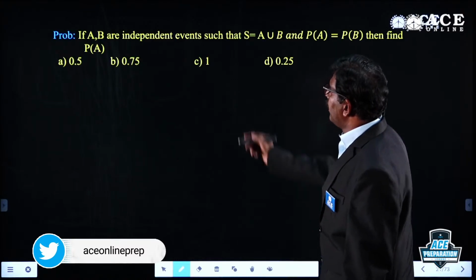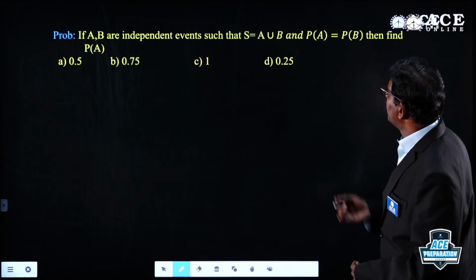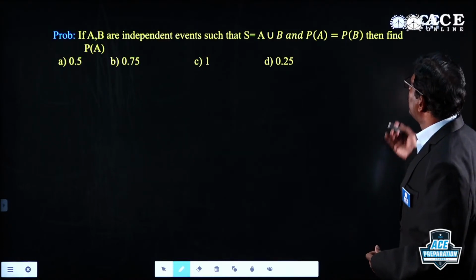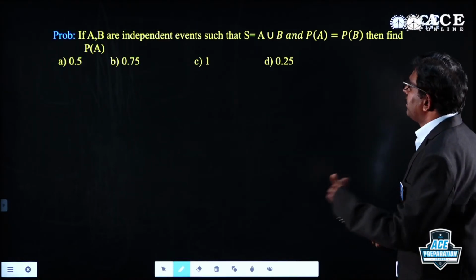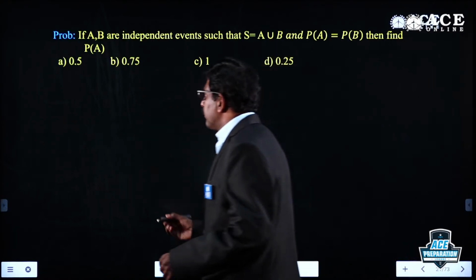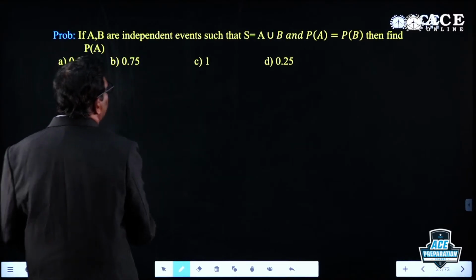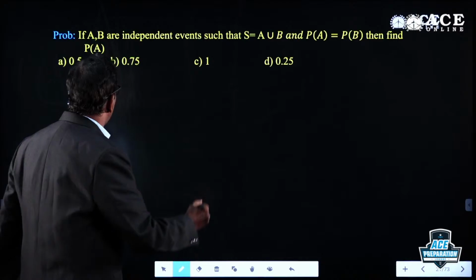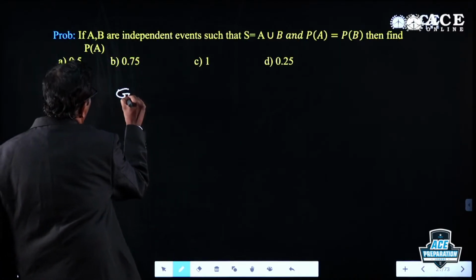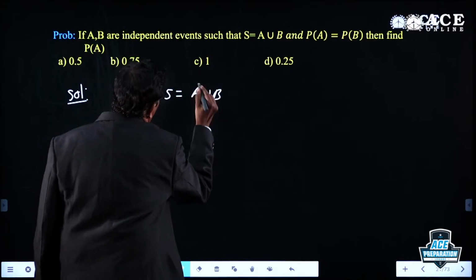If A, B are independent events such that S is equal to A union B and P of A is equal to P of B, then find P of A. Okay, say this. Solution. One hint given here: A, B are independent and S is equal to A union B. What is given? S is equal to A union B.